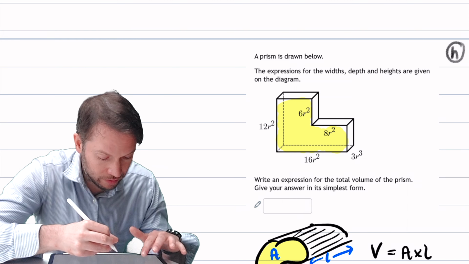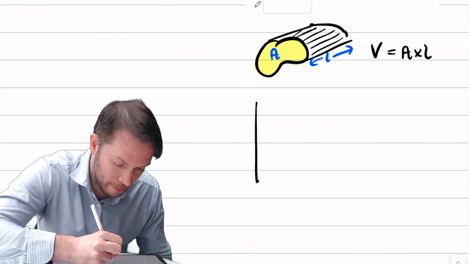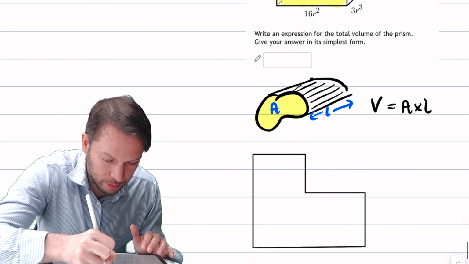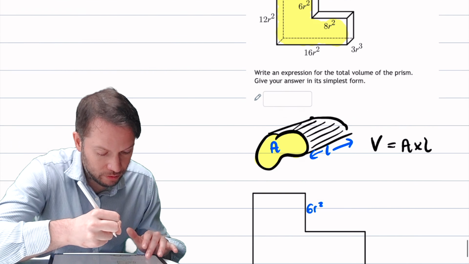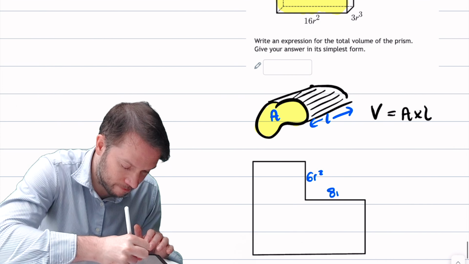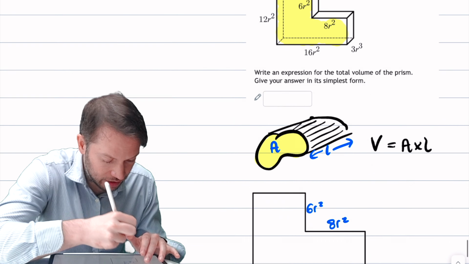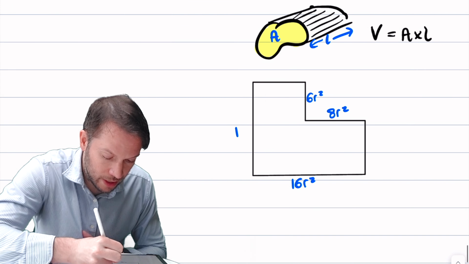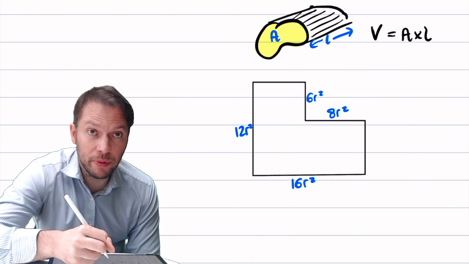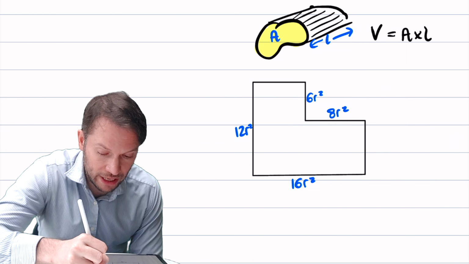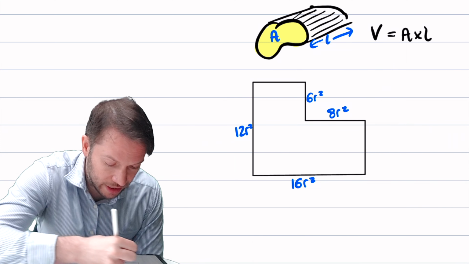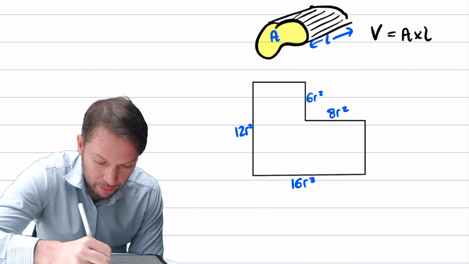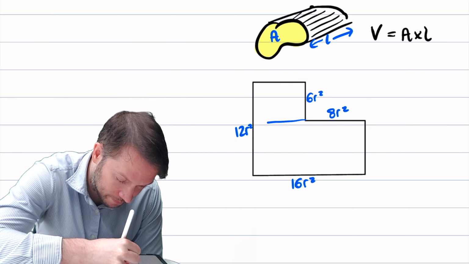Well, let's just draw this out separately. Okay, and what are the lengths we've got? We've got 6r squared here. We've also got 8r squared here. We've got 16r squared at the bottom. And we've got 12r squared here. Now, to find the area of this shape, we can just split it into two rectangles. You can either split it with a line here or a line here. I'm just going to do a line here. It doesn't really matter.